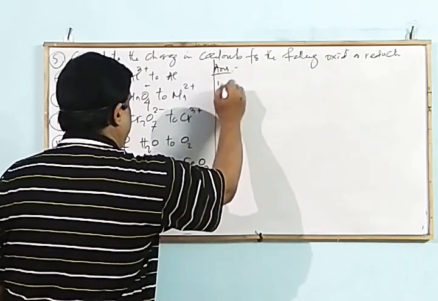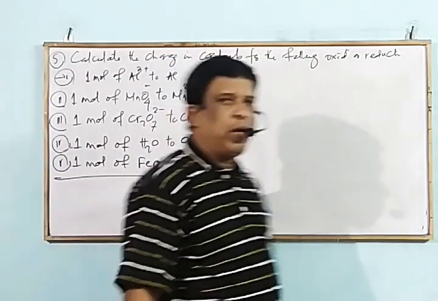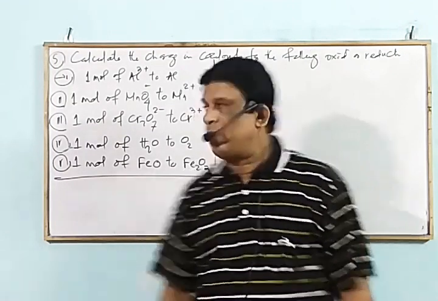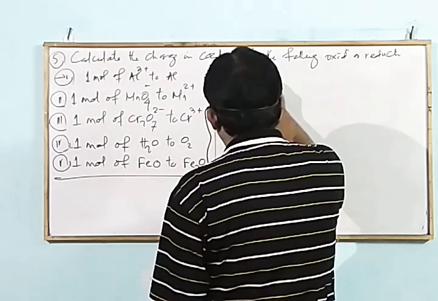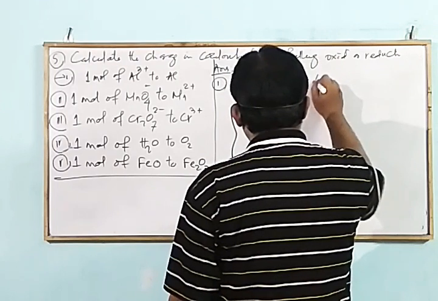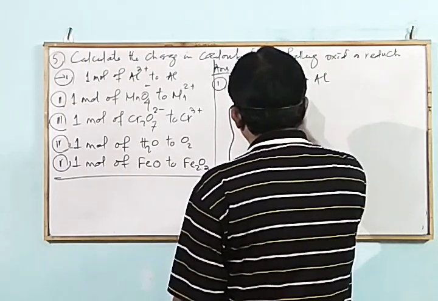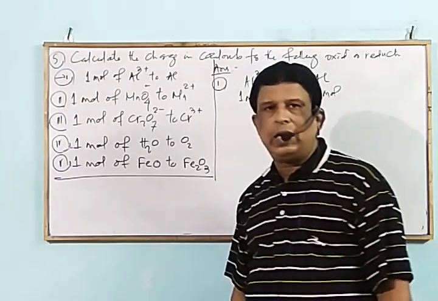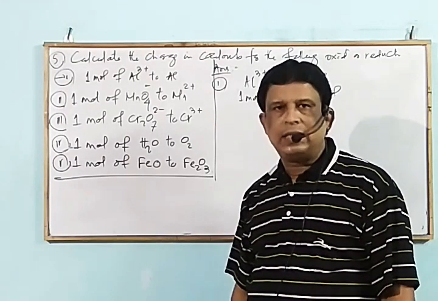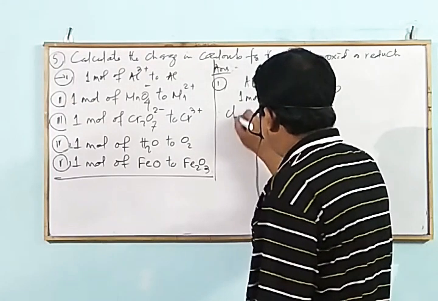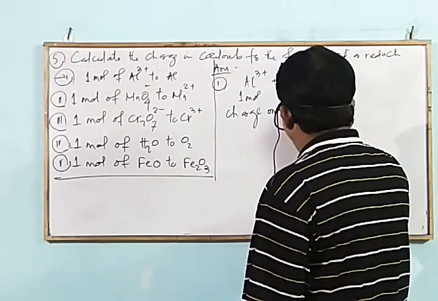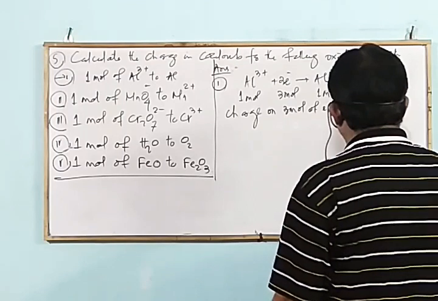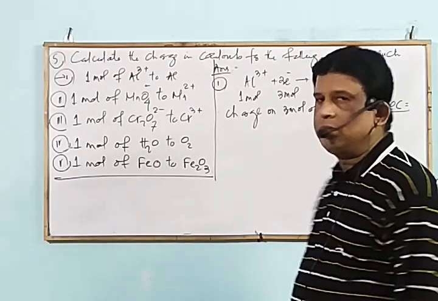Answer part 1. This reaction may be a reduction, gain of electron, or oxidation, that is a loss of electron. We solve one by one. 1 mole of Al3 plus gains 3 electrons to give rise to Al. It is 1 mole, it is 3 moles. We know that charge on 1 mole of electron is equal to 1 Faraday, that is 96500 coulomb. Therefore, charge on 3 moles of electrons is equal to 3 into 96500 coulomb.